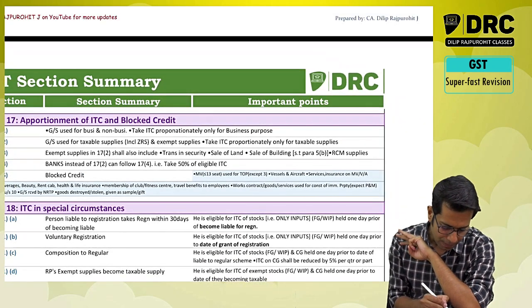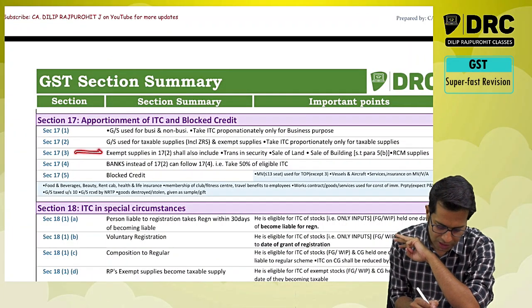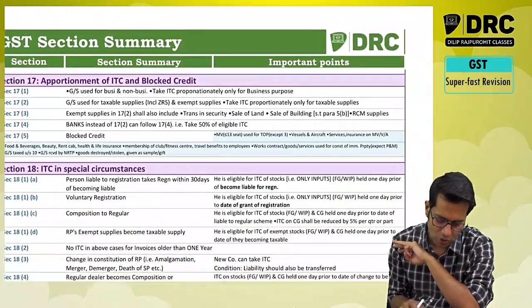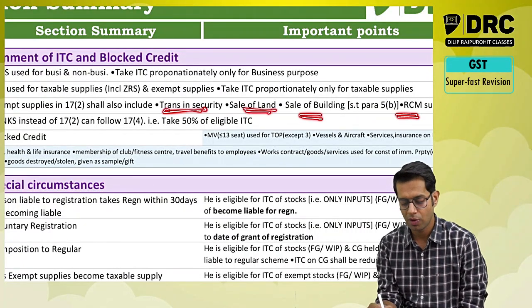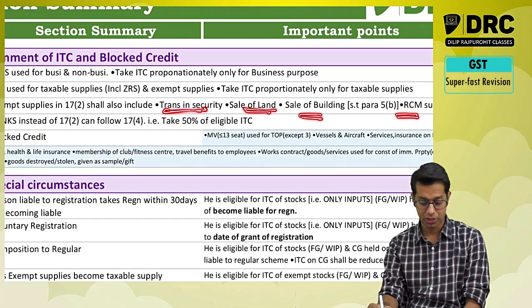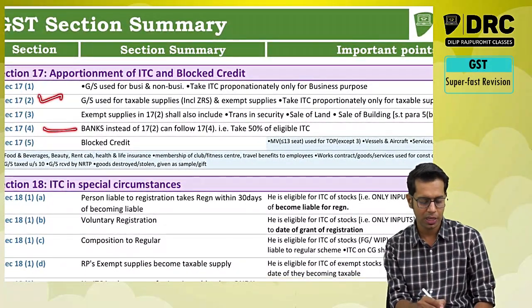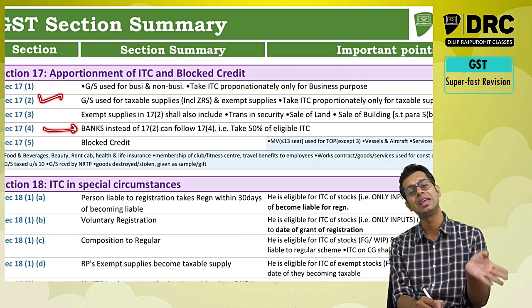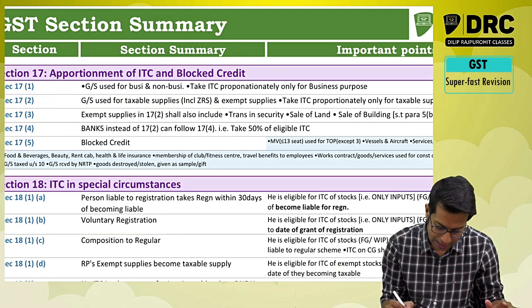Now, for the purpose of Section 17 subsection 2, exempt supply shall also include transaction in securities, sale of land, sale of building subject to para 5B of Schedule 2, and supply attracting reverse charge. Section 17 subsection 4 says in case of banks, instead of following 17.2, they can directly follow 17.4, wherein they can take 50% of eligible input tax credit and the other 50% shall lapse.